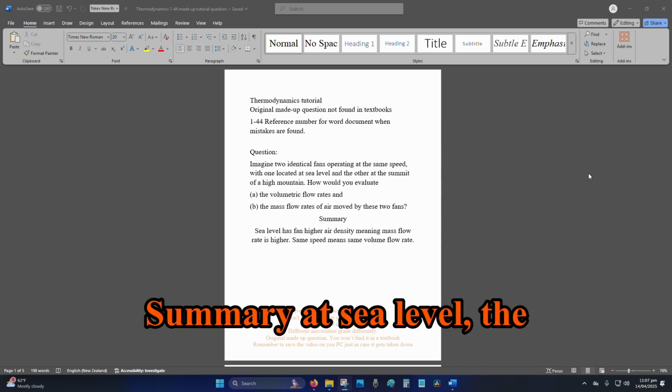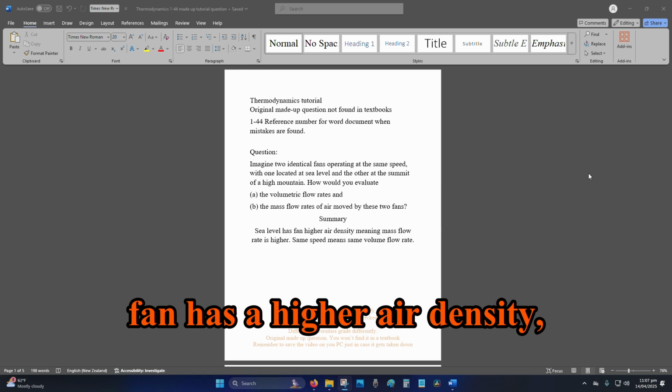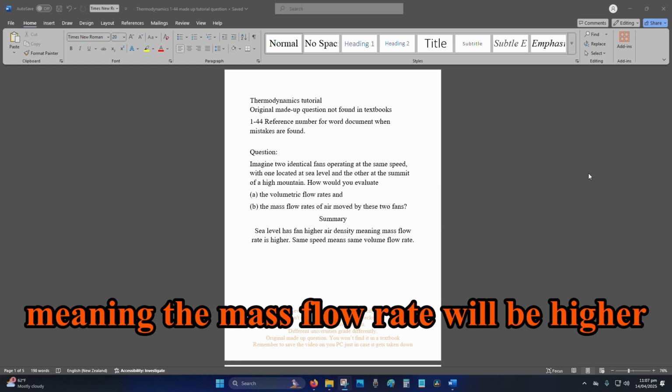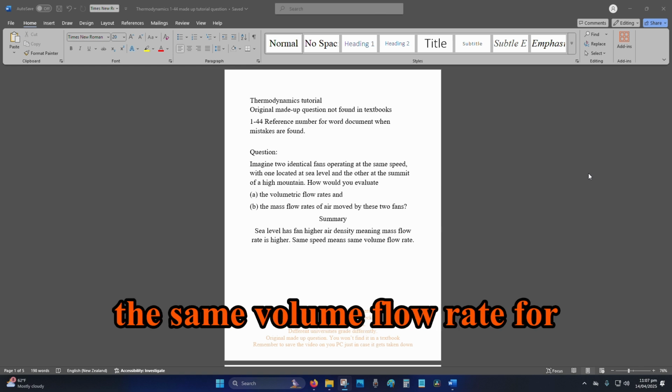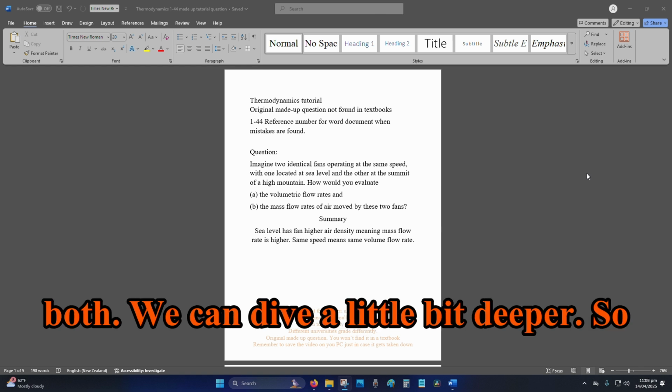Summary: at sea level, the fan has a higher air density, meaning the mass flow rate will be higher, and the same speed means the same volume flow rate for both. We can dive a little bit deeper.